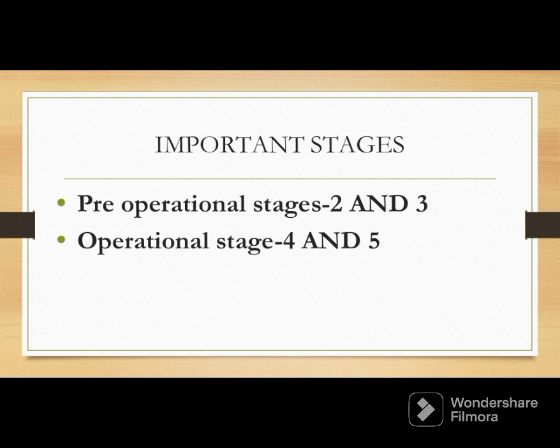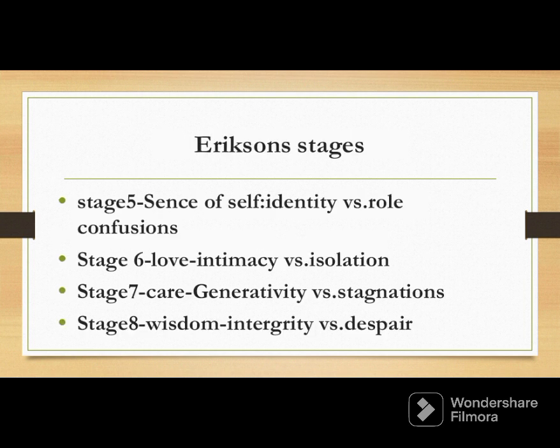These are the important stages of Piaget's cognitive development: pre-operational stage and operational stage. Pre-operational stage is the stage 2 and 3 combined, and operational stage is 4 and 5. So these are the important stages as far as Piaget's cognitive development is concerned.